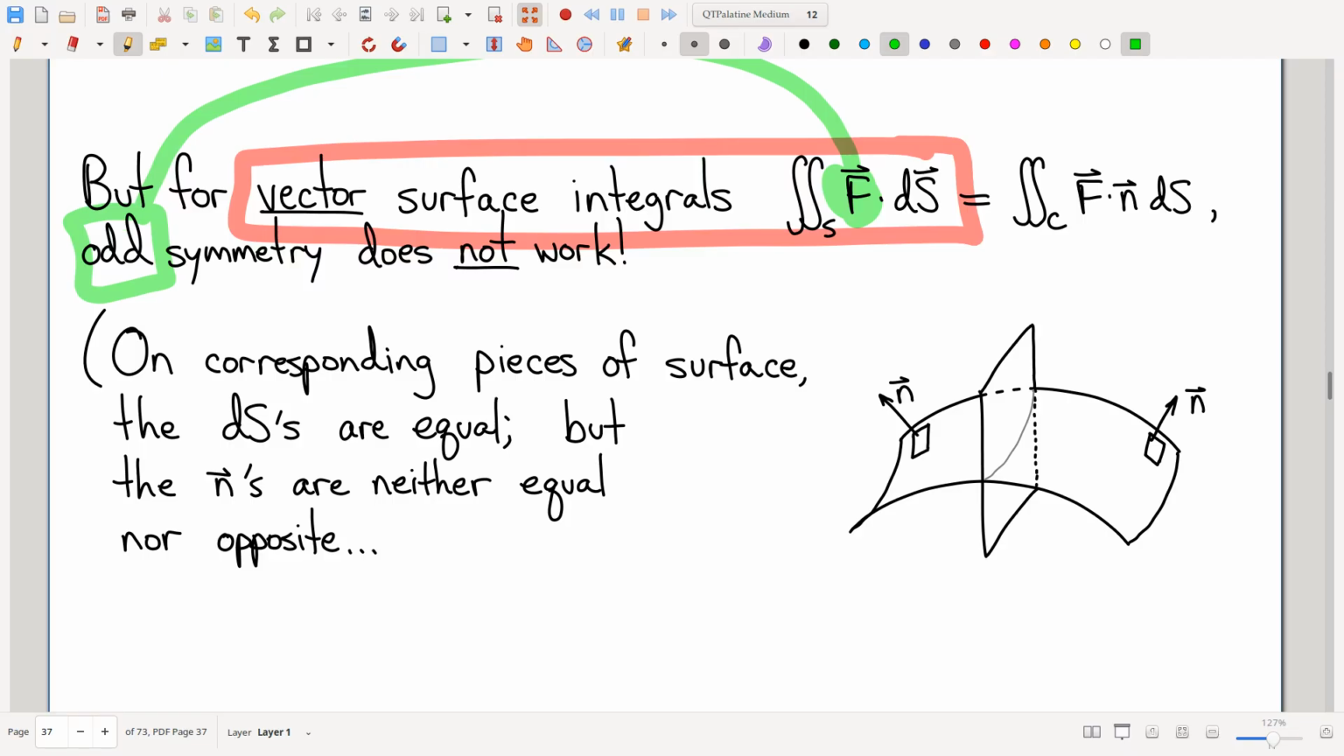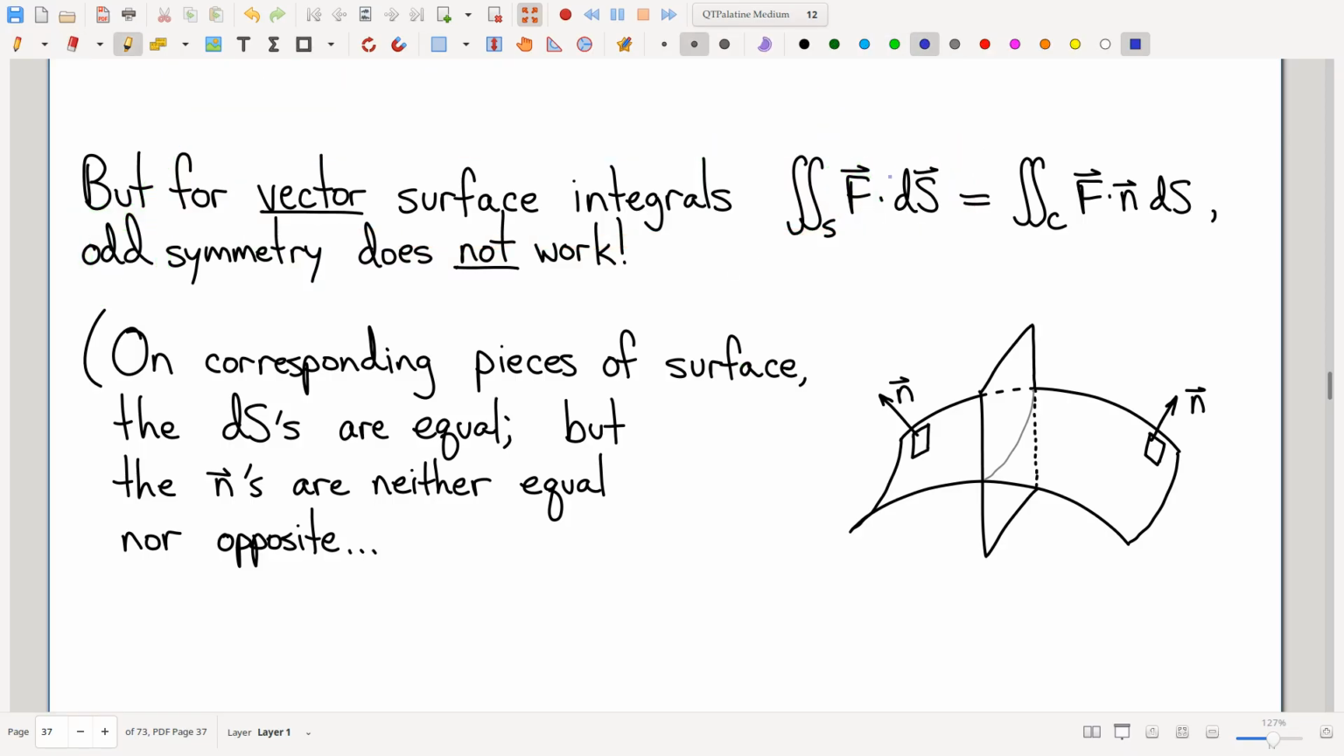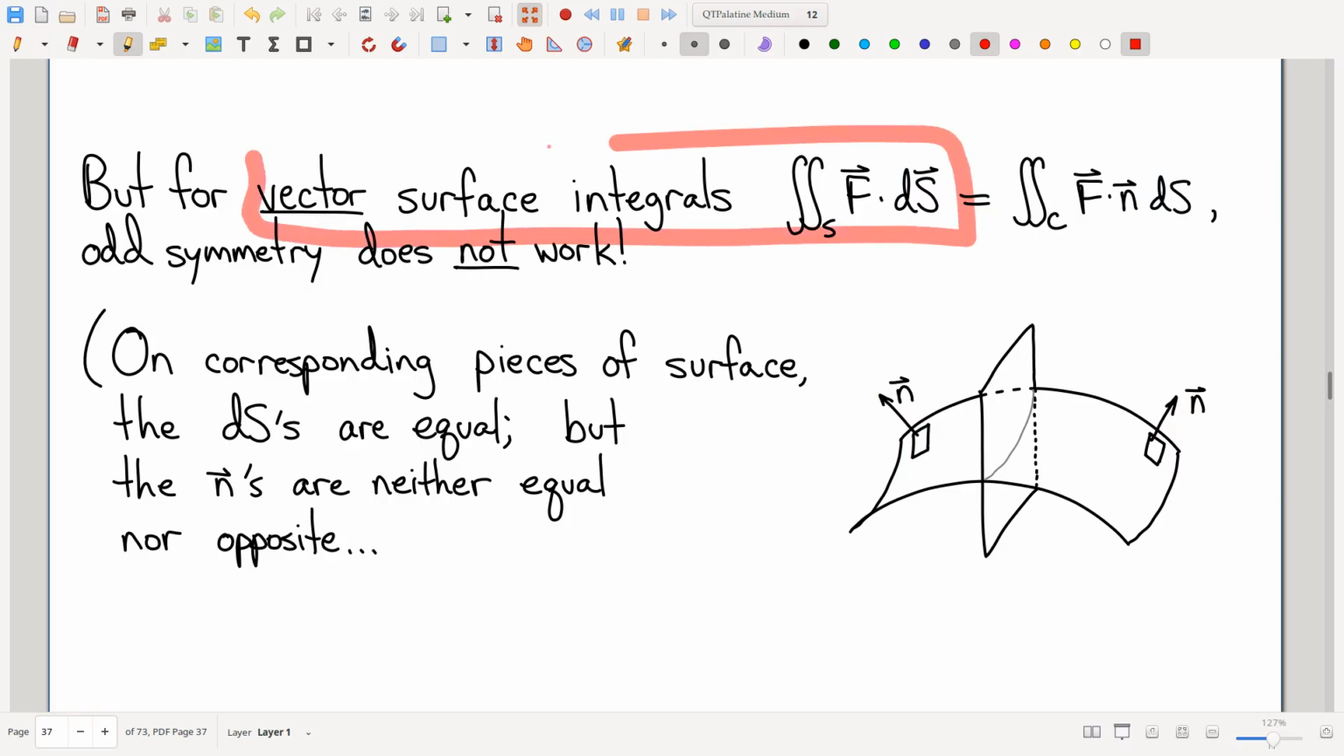And the reason why, again, is pretty believable, because if you look at the dS, we can just directly see that these normal vectors on opposite pieces of the surface are not the same. Not only are they not the same, they're not negatives of each other, nothing. They're just different. So the theorem crashes and burns. So please, please, please be very, very careful about this and don't try to apply an odd symmetry theorem to a vector surface integral.